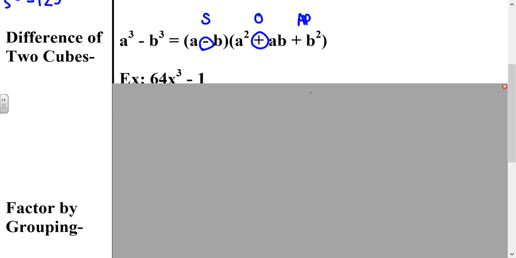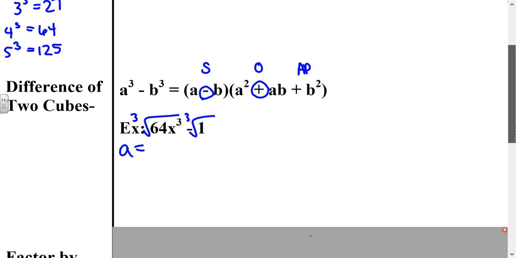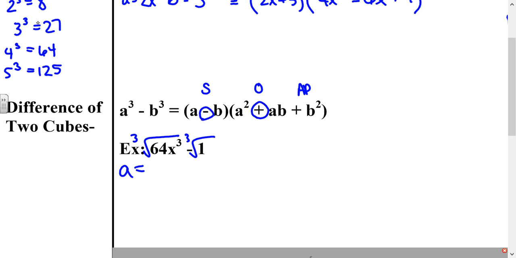Let's try an example of difference of cubes. We have 64x cubed minus 1. So I can take the cube root of these numbers to get a and b in my formula. What would be the cube root of 64? Well, if you put that in your calculator, you'll get the answer. Or if you look at your list, what number to the third power equals 64? Well, it's 4. So this would be 4x, because the cube root of x cubed is x. And then the cube root of 1 is just 1, so b equals 1.